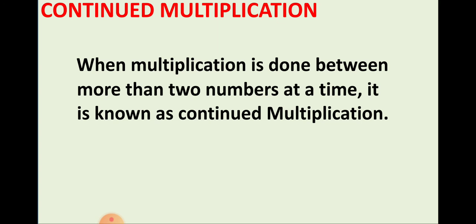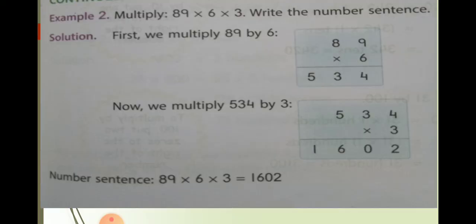Now let us look at the last topic, continued multiplication. When the multiplication is done between more than two numbers at a time, it is known as continued multiplication. Let us have a look with the help of an example. Here the example is given: multiply 89, 6 and 3. So first we will multiply two numbers.